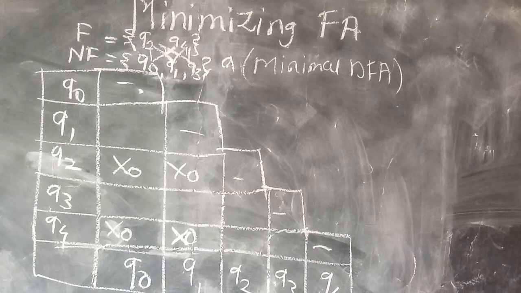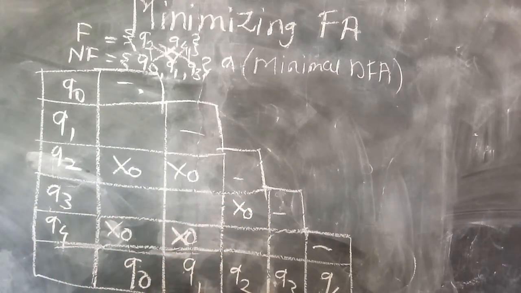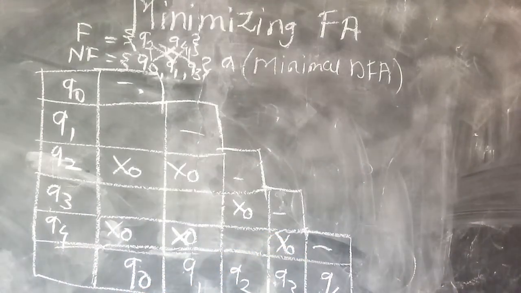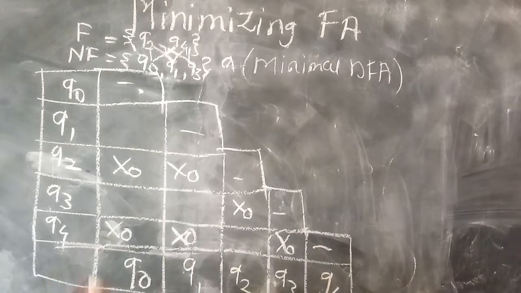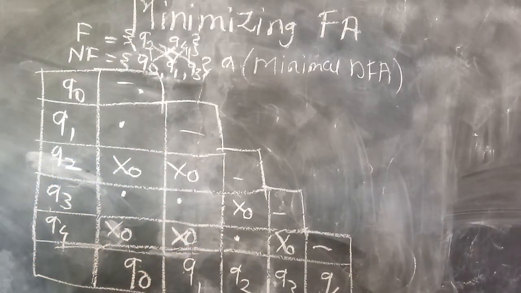Then there is a distance between q3 q0 and q3 q2, that is, q3 q2 and q3 q0, so it is an x0. Now what is the task for you while solving this problem? You have to find out the distances of these and these places.